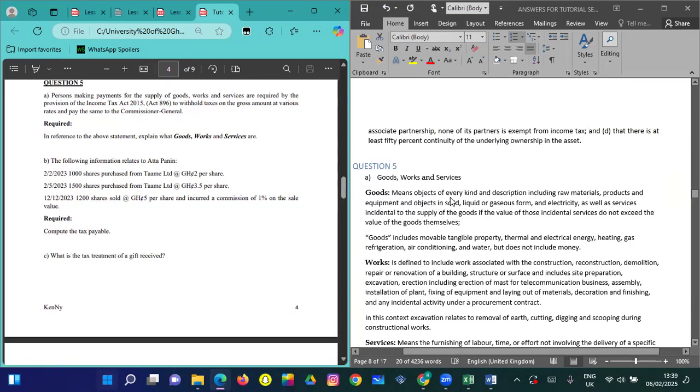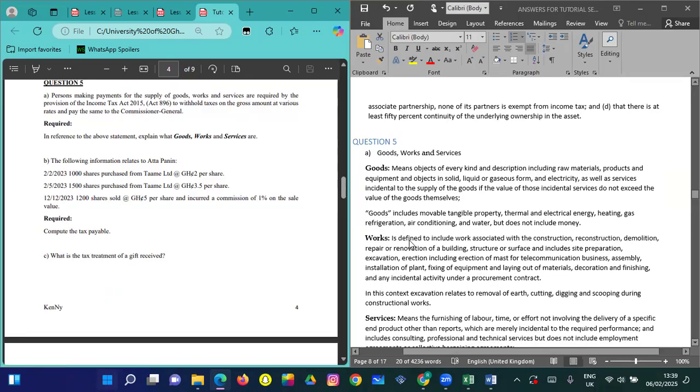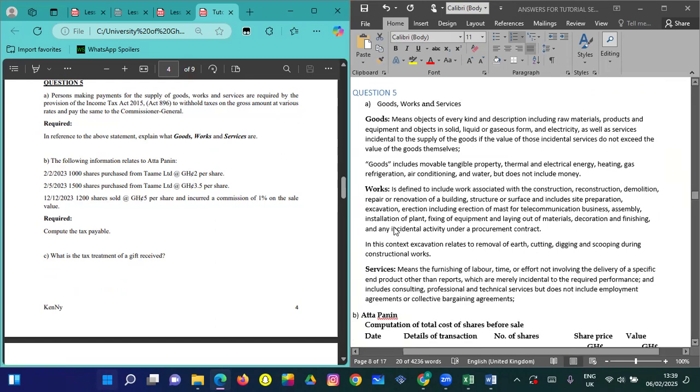So goods means every object of every kind and description, including raw material, products, and equipment and objects in solid, liquid form or whatsoever, as well as services incidental to the supply of goods if the value of those incidental services does not exceed the value of the goods themselves, right? So goods include movable, tangible property, thermal and electrical energy, heating, gas, refrigeration, air conditioning, and the likes.